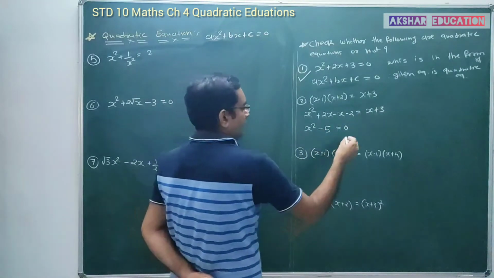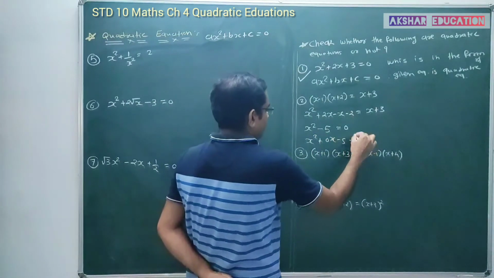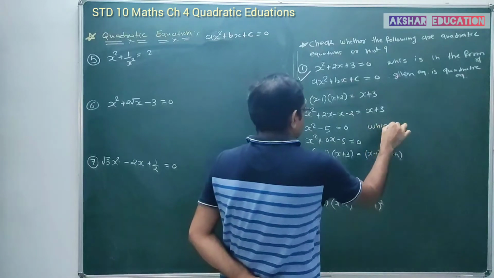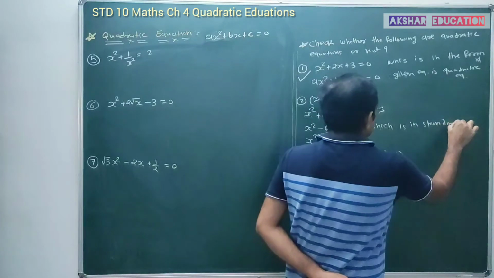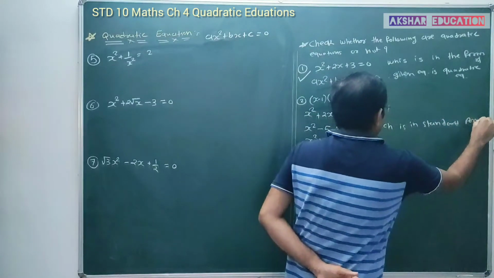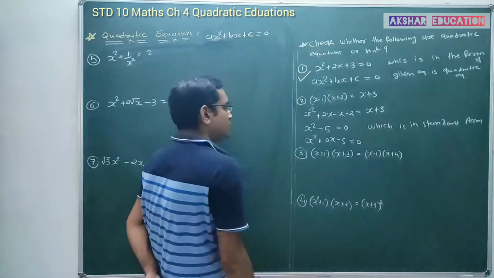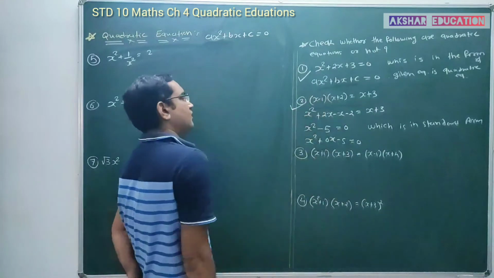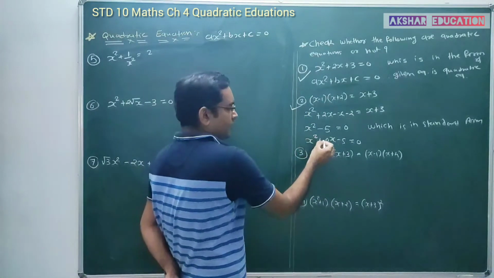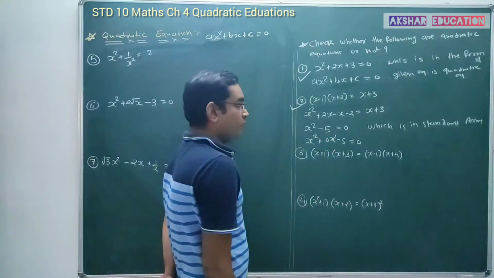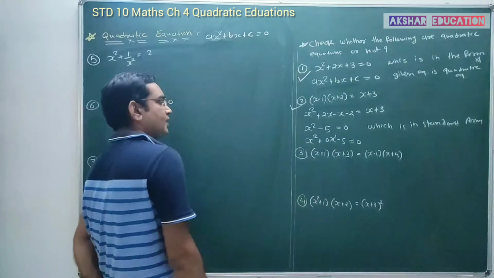So this is again in the form of ax square plus 0x minus 5 equal to 0, which is in the standard form, ax square plus bx plus c equal to 0. Here, this one is a quadratic equation. The maximum power of variable x is 2, and all the powers must be whole numbers. Then you can directly say that the given equation is a quadratic equation.